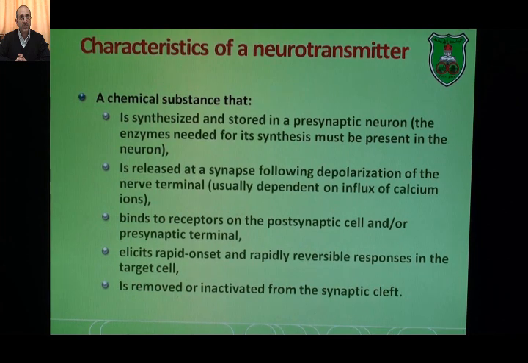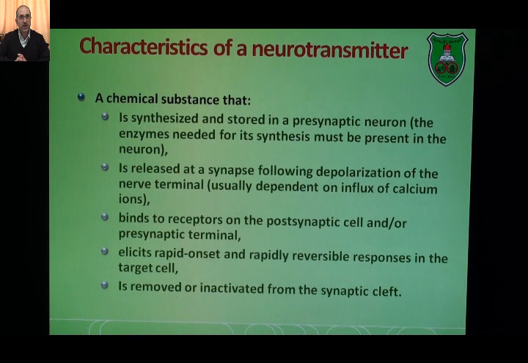All right. So these are the characteristics again, or the conditions for a molecule to be a neurotransmitter. It has to be synthesized and stored in presynaptic neurons. The enzymes needed for synthesis must be present in this neuron. The chemical substance is then released in the synapse following depolarization. It binds to a receptor, and then it elicits a rapid onset, and this onset is reversible as well. And it has to be removed or inactivated from the synaptic cleft so that the signal is terminated.